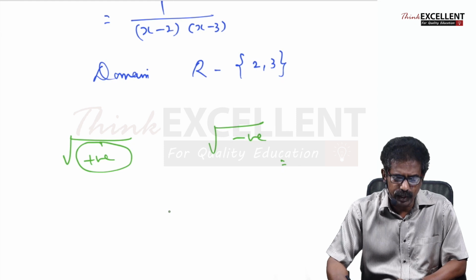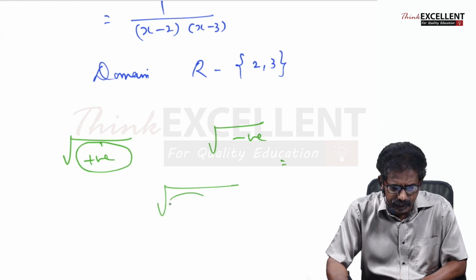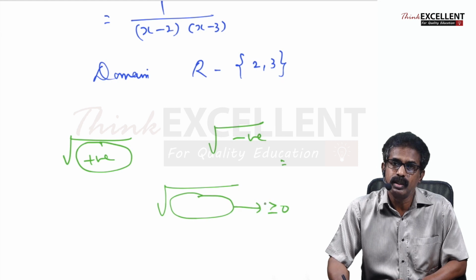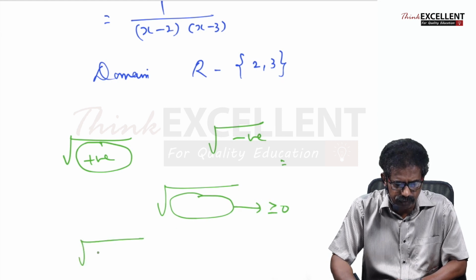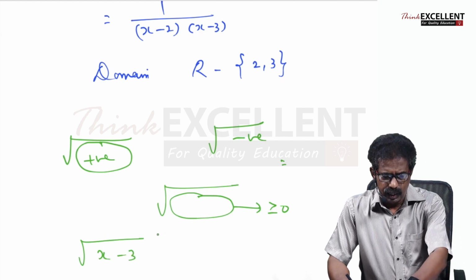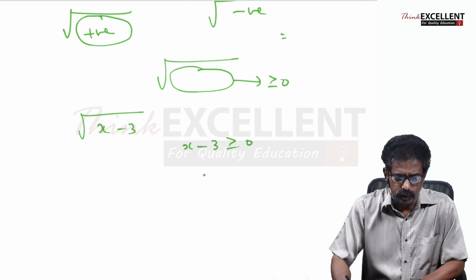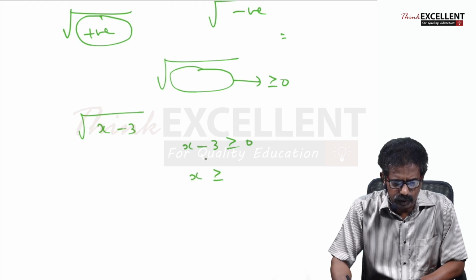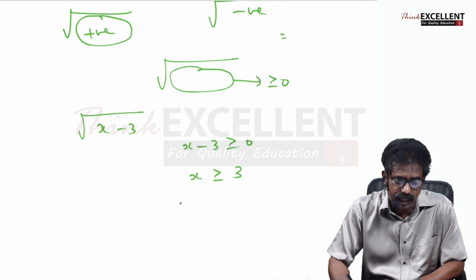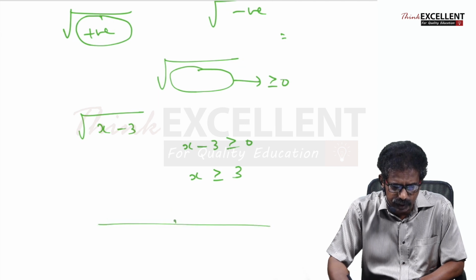So when root comes in the domain, this part must be greater than or equal to 0. Suppose it is root of x minus 3. It exists only when x minus 3 is greater than or equal to 0. So x is greater than or equal to what? 3. x is greater than or equal to 3. So what can you say the domain? 3 and greater values. So this portion.